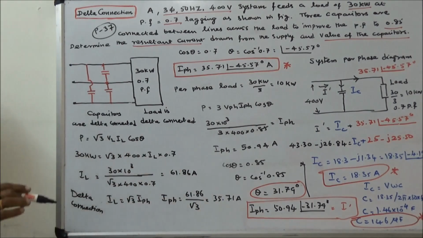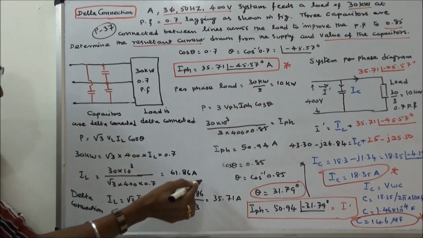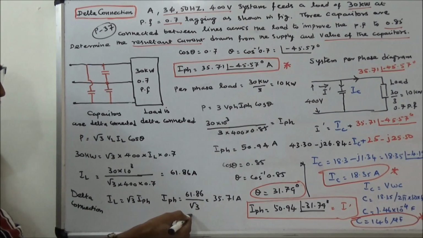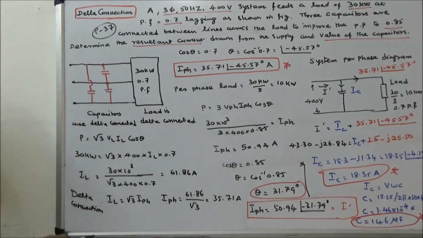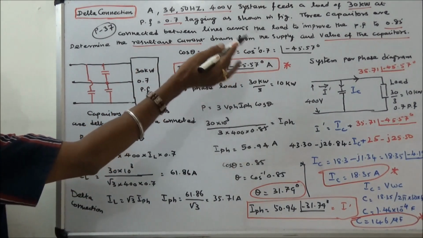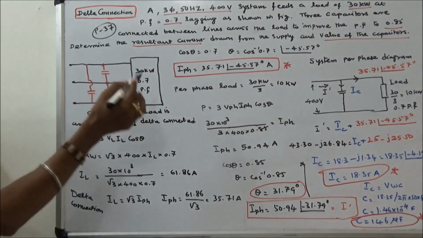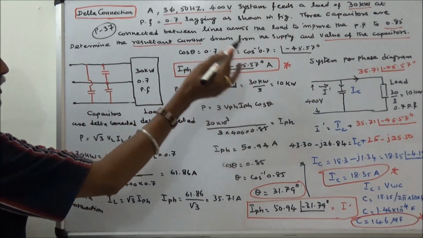In delta connection, line voltage is equal to root 3 times phase voltage. Now we can calculate the per phase current: 61.86 divided by root 3. Per phase current is 35.71 amps. So cos theta is equal to 0.7, theta is equal to minus 45.57 degrees. Per phase current is 35.71 angle minus 45.57 degrees in amps.